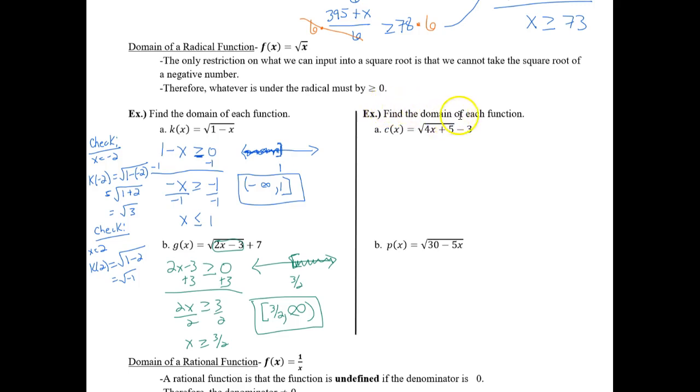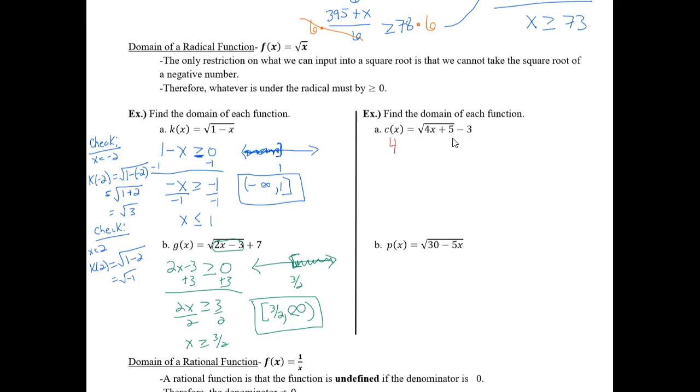Alright, it says find the domain of each function. Function c of x equals the square root of 4x plus 5 minus 3. So again, this minus 3 does not change my domain. What changes the domain is what's under the radical. This quantity here, this expression, has to end up positive or equal to 0.